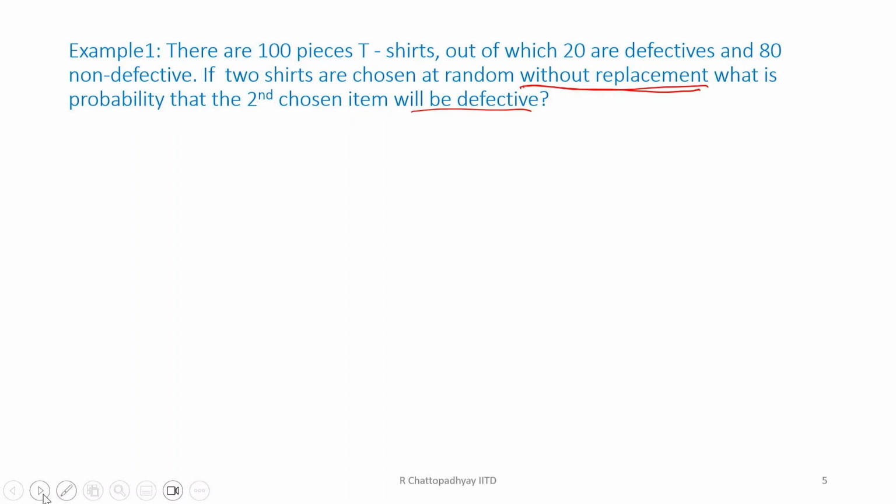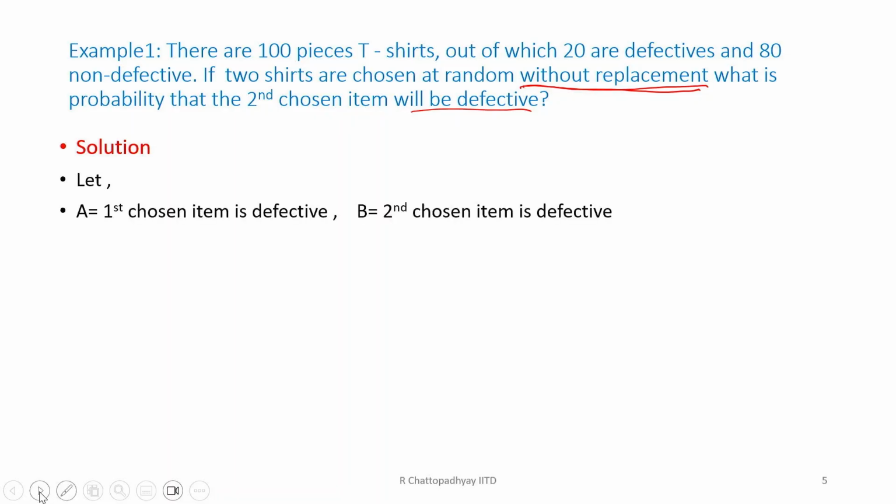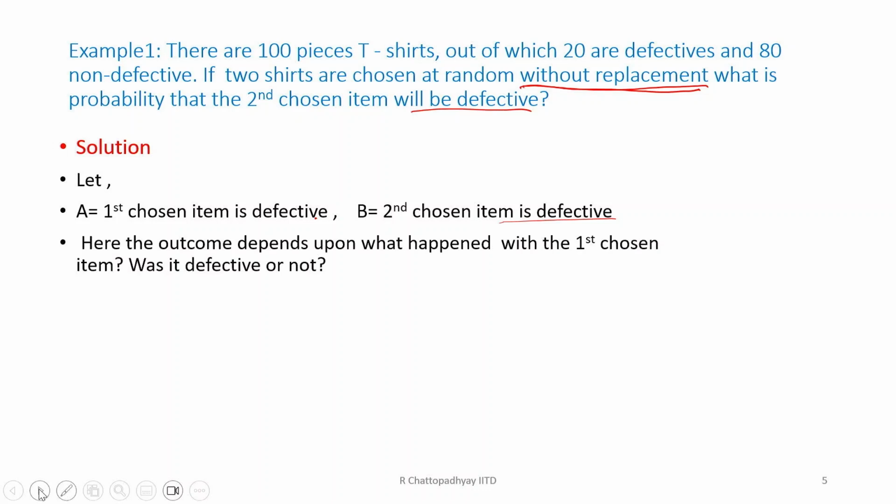Because in the two cases, the probabilities will be different. Now, if I want to solve this, how to go about it? Let A represent: first chosen item is defective, and B is: second chosen item is defective. Here the outcome depends upon what happened with the first chosen item. Was it defective or not?